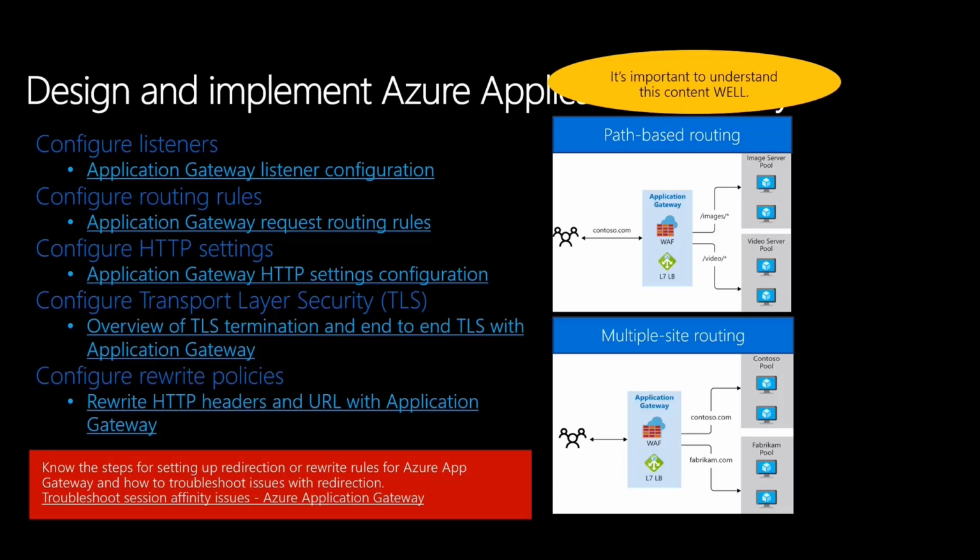Redirection and rewrite rules are also really important, understanding how those work. So make sure that you take a look at the link there for troubleshooting session affinity issues on Azure Application Gateway, so you understand how to troubleshoot redirection. So again, take some time, study this slide in depth. This is going to be worth several questions on your exam, so it's worth the effort to spend some time on it.